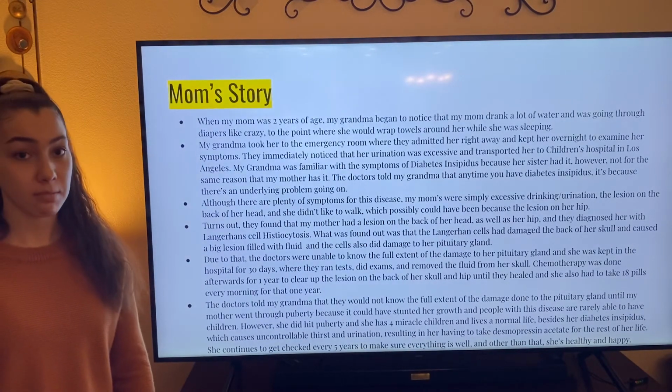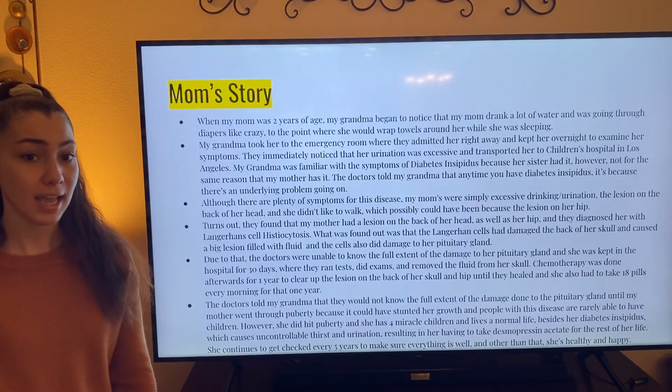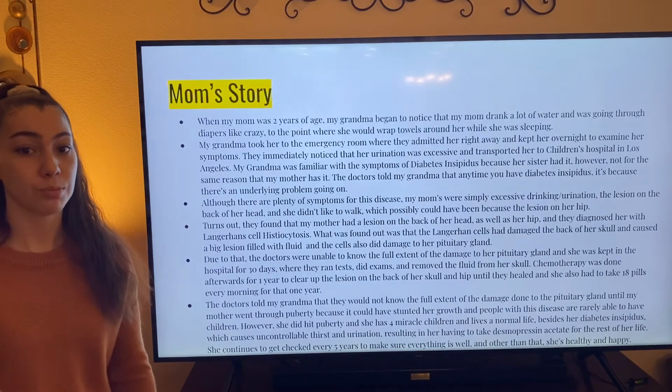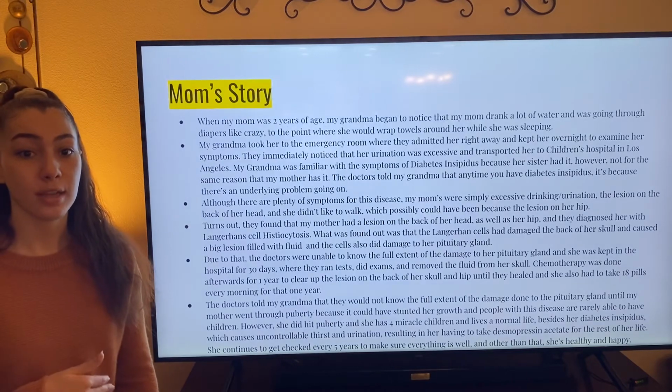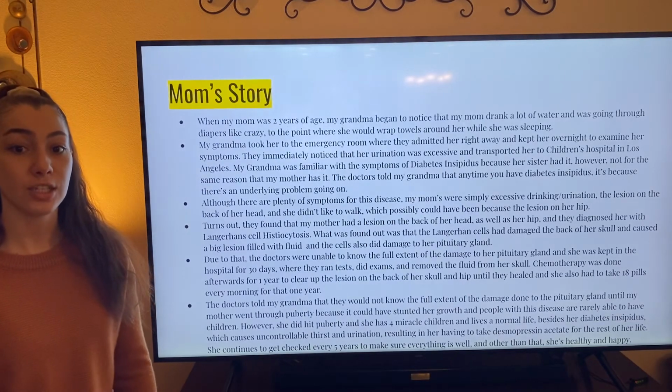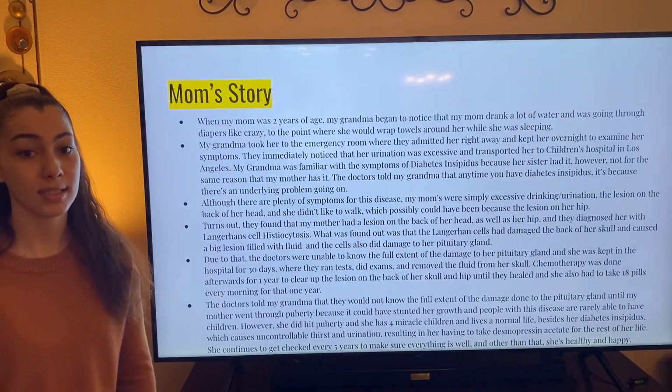She did not have many signs and symptoms. So she did have excessive drinking/urination, she did have the lesion on the back of her head, and she didn't really like to walk, which possibly could have been because of the lesion that she had on her hip as well. Now, turns out they found that my mother had a lesion on the back of her head as well as her hip, and they diagnosed her with Langerhans cell histiocytosis.